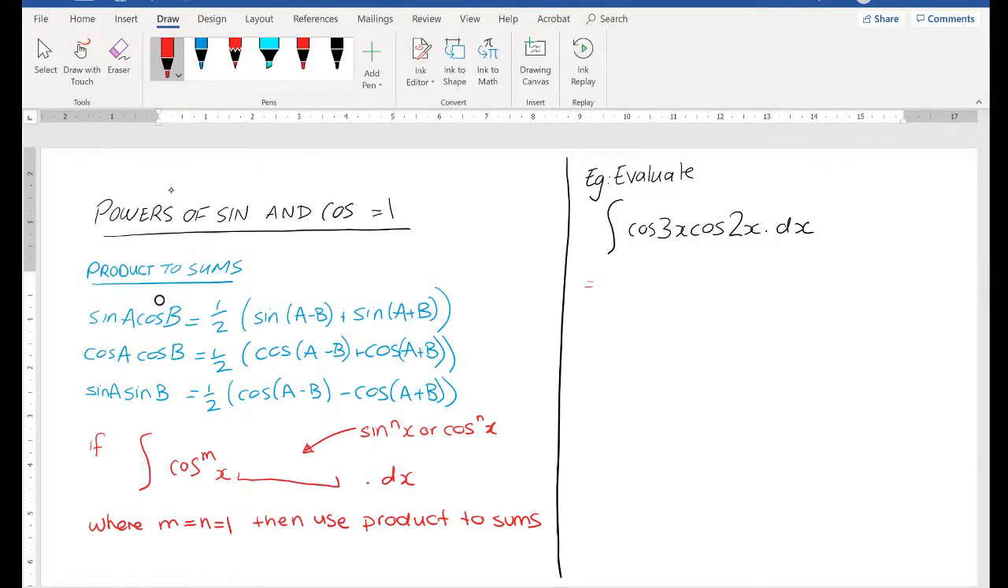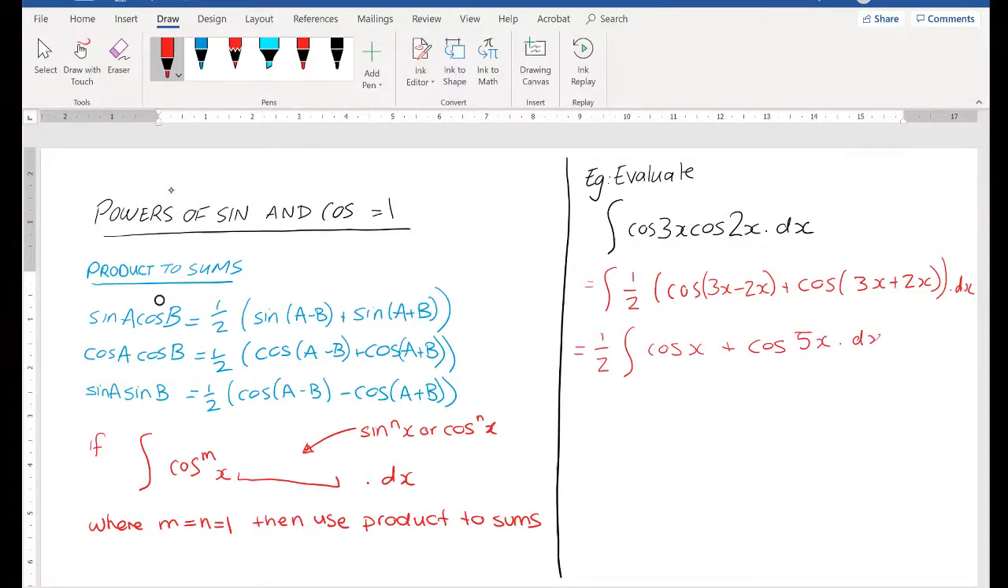So we're going to have equals the integral of a half out the front of cos 3x minus 2x, so that's that part, plus cos of 3x plus 2x, and that's the next part, dx. I can simplify this. I'm going to bring the half out the front and make my life easier. That's just going to be cos of x plus cos of 5x.